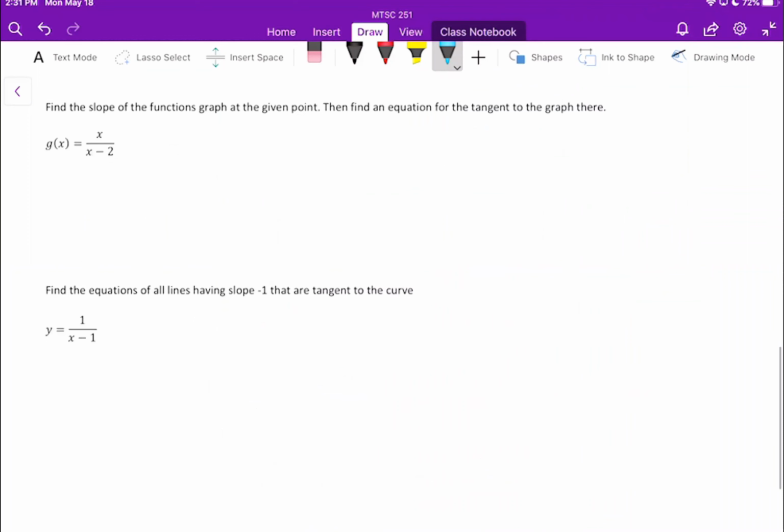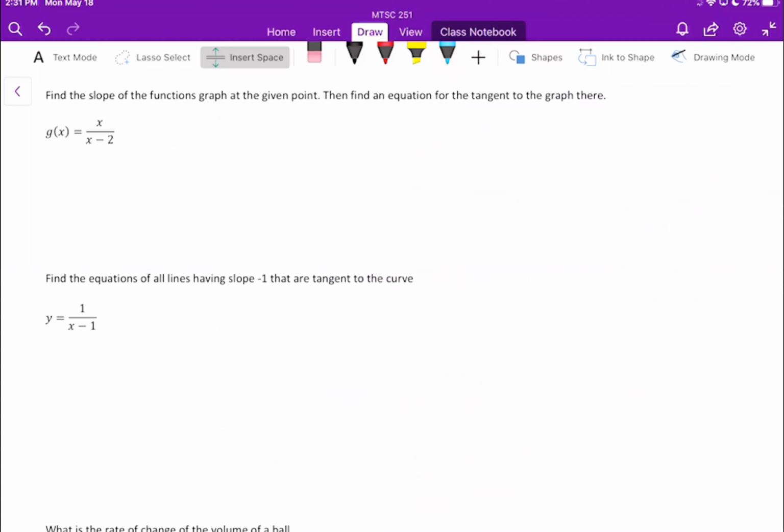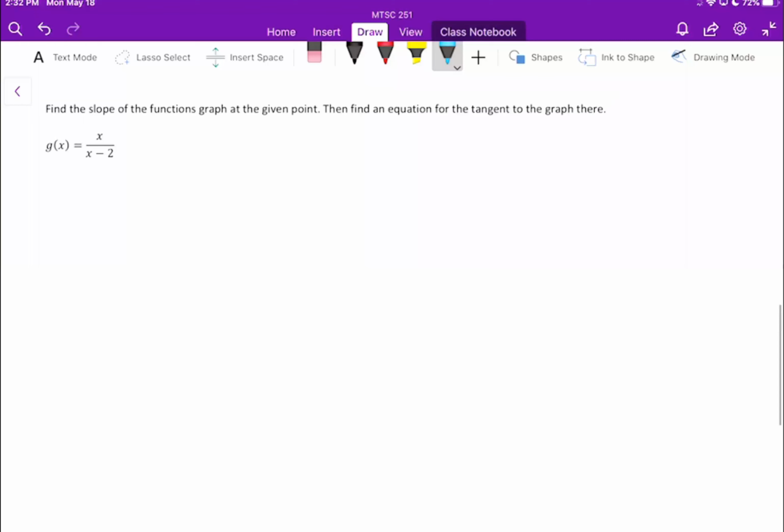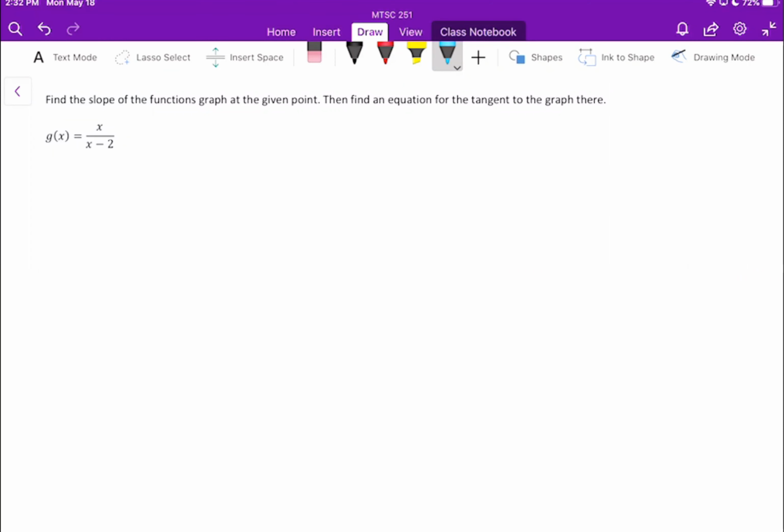Next problem. Find the slope of the function graph at the given point. Then find the equation for the tangent to the graph there. So the point that we have here is x equals 3. And if x equals 3, then y is also equal to 3. So that will be our point. Okay, so now we need to find the slope.